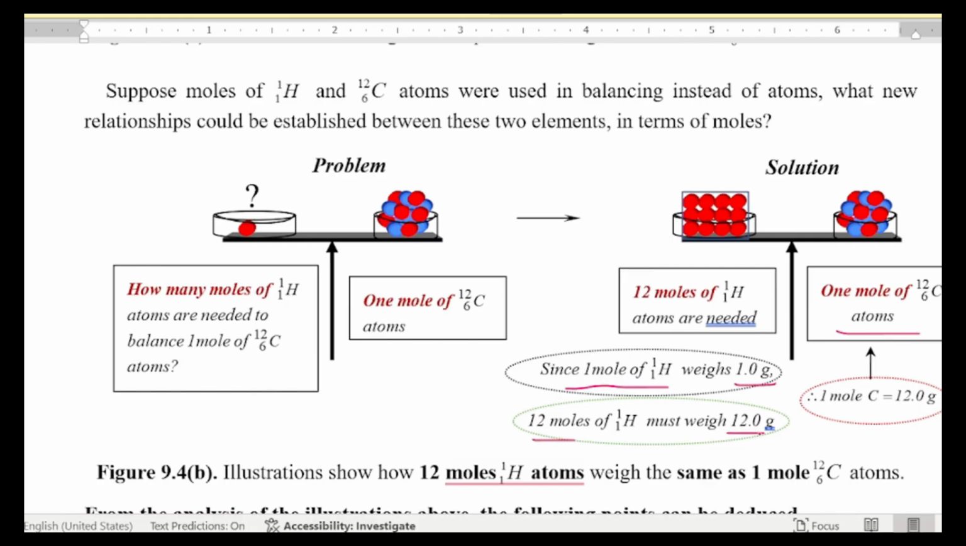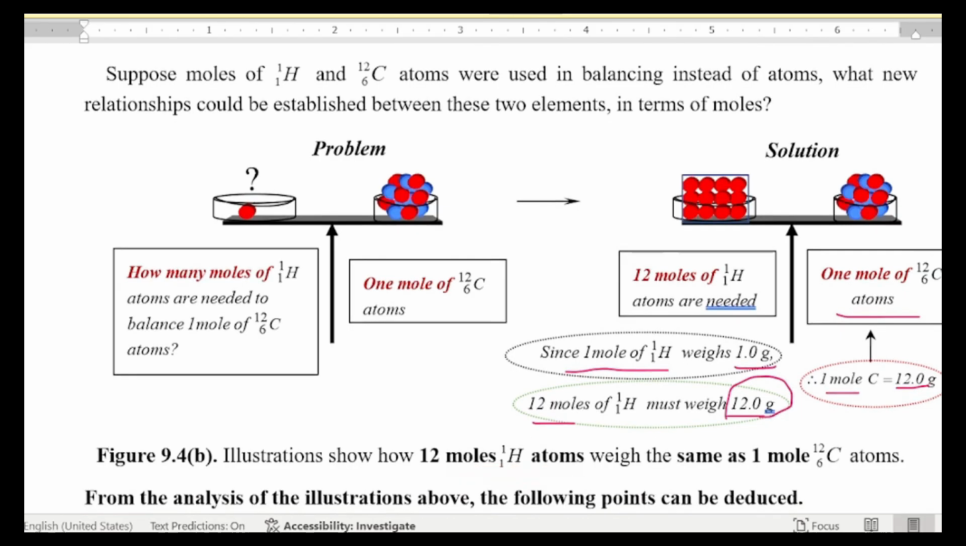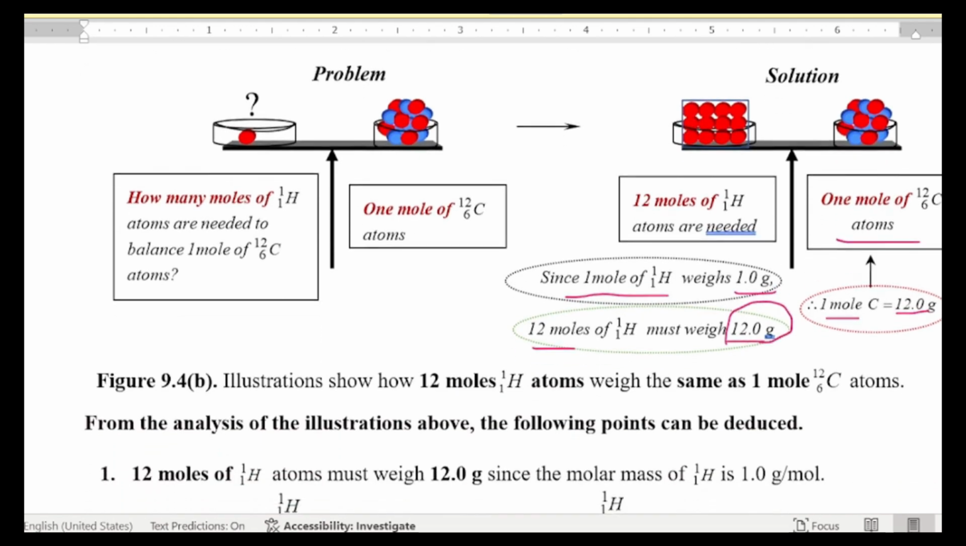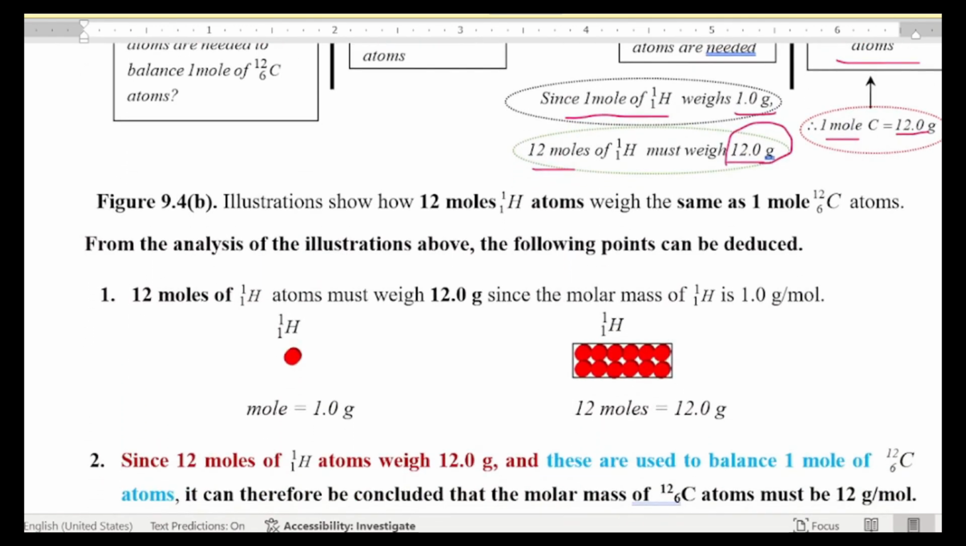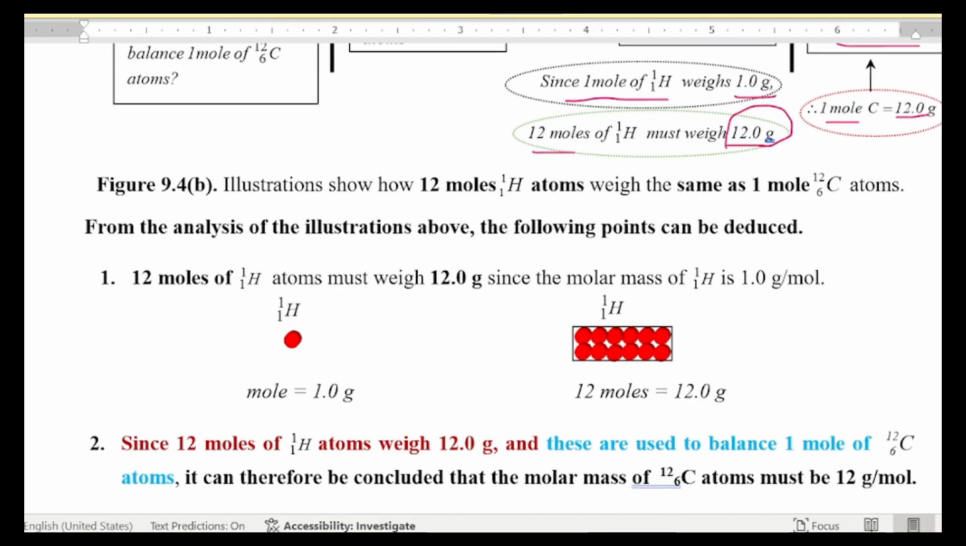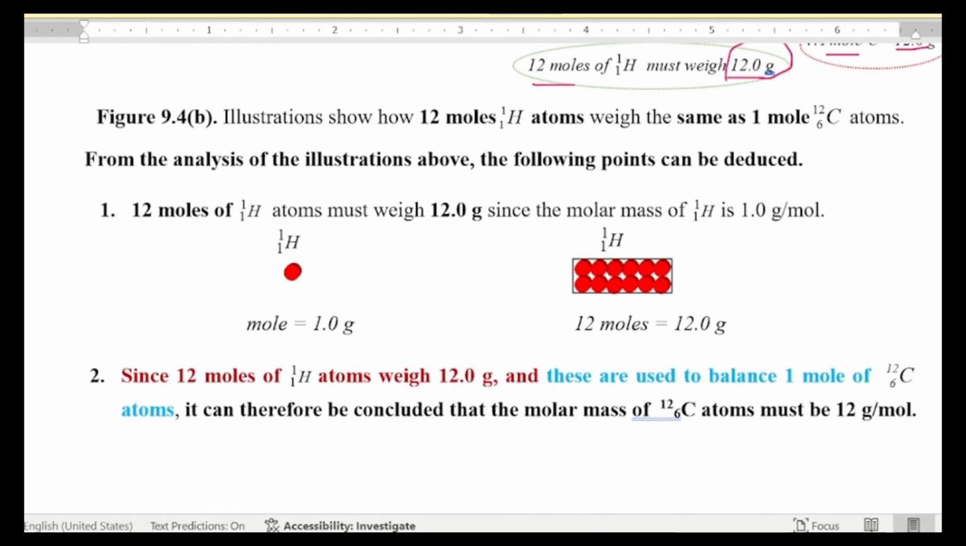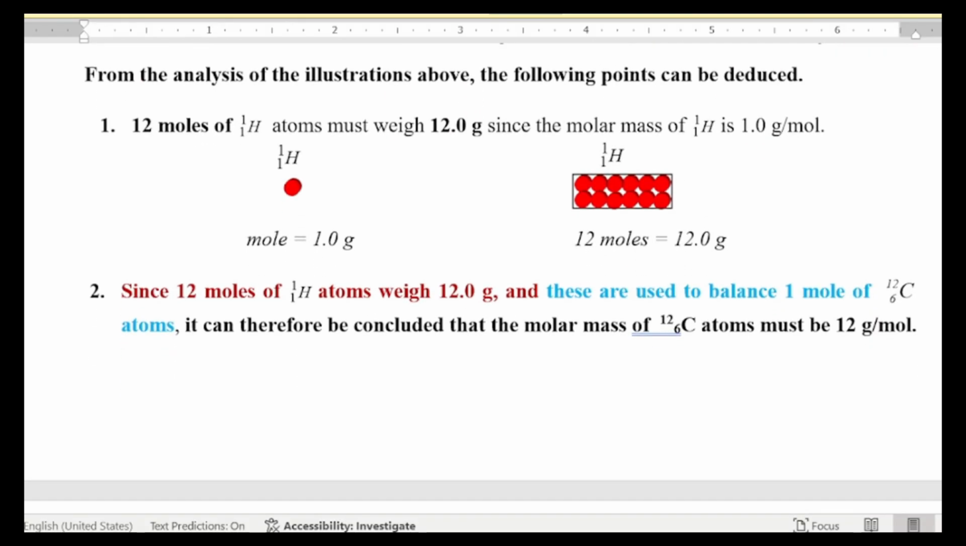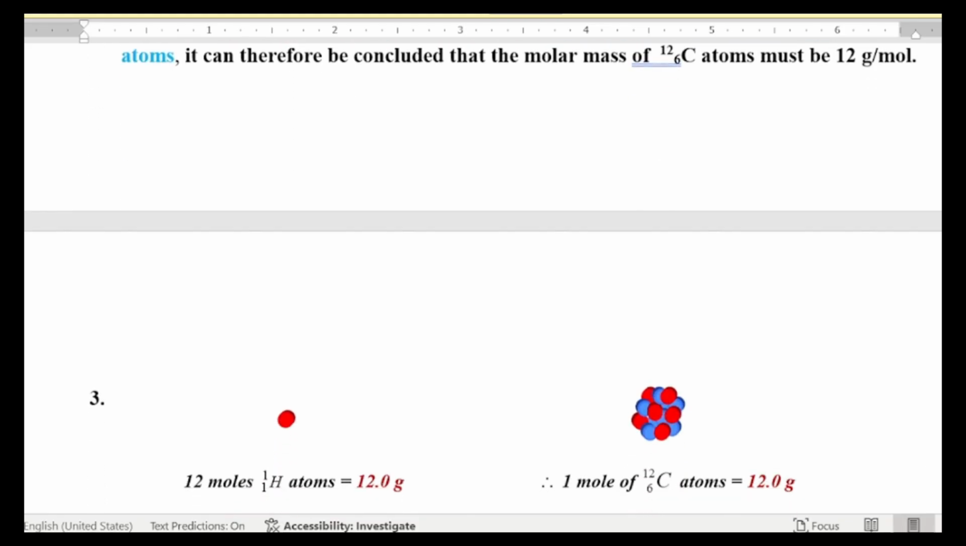And since this is balancing off 1 mole of carbon atoms, it means, therefore, that 1 mole of carbon must be equal to 12 grams. So the molar mass of carbon is equal to 12 grams, based on this little balancing act that we have done to deduce that. Here again, we're using the same logic. What you're seeing there is what you've already established. But there is one thing more you have to talk about.